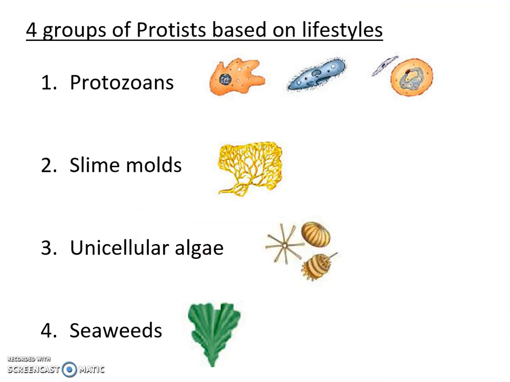There are probably about 100,000 different living species of Protists that have been identified. And they're grouped together based on different lifestyles. So again, this is not phylogeny. This is basically just putting them into some categories for our own convenience.